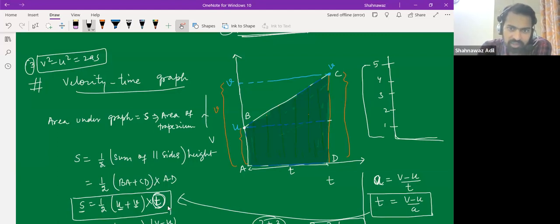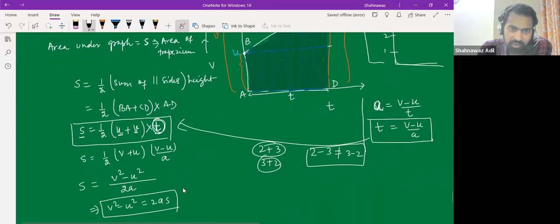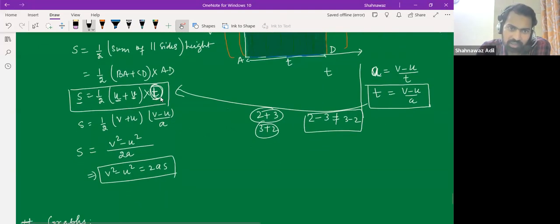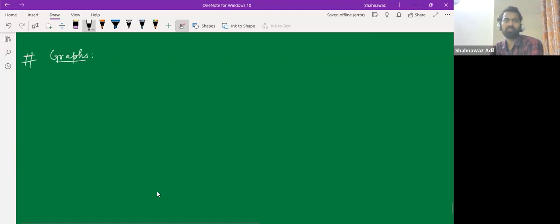Please take this screenshot, and this part also. Done, sir. Okay, so the difference is only here. t was not in this equation, so we just removed t from the acceleration definition. So we removed t and then we got this. That was the only idea of this part. Now let us understand more graph part.